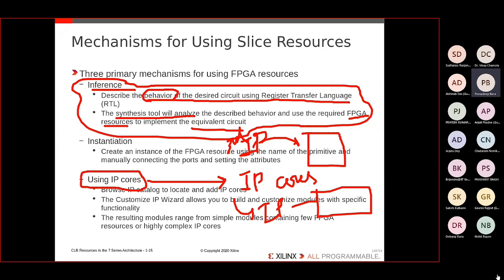The design time cycle will be quite less, because IPs are already available. I'll connect those IPs to my design, and I will run all my design on it. So that is the advantage of using IP cores. What Xilinx recommends is that for small-level implementation, we can use inference, but for bigger designs, it is always advisable to use IP cores.